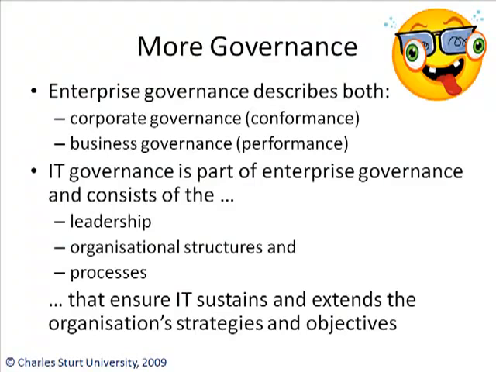There's a bit more to governance. It says here enterprise governance describes both corporate governance and business governance. Corporate governance, we need to conform to laws and legislation. And business governance, we want to make sure internally we perform properly. IT governance is part of both of them, and consists of the leadership, people being properly accountable and held accountable, organizational structures, like the functions and processes, they need to support what we are trying to achieve, so that IT sustains and extends the organization's direction. So that is really what IT governance in a nutshell is all about.